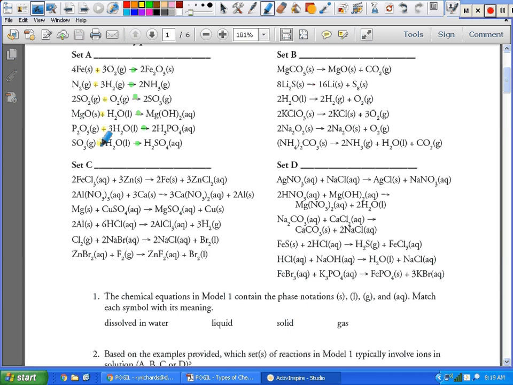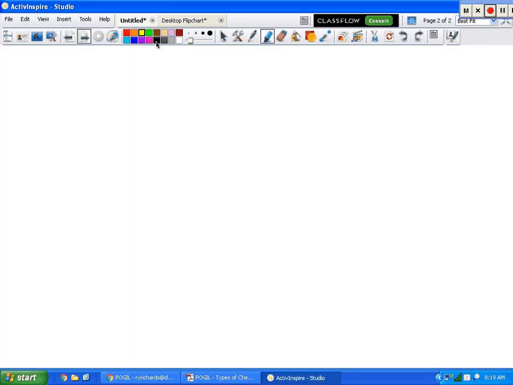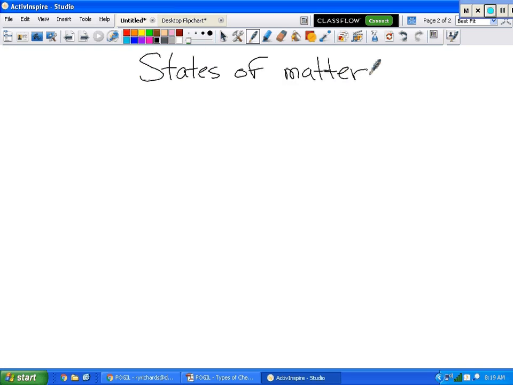What are all of those little letters inside parentheses stand for? State of matter. So this may be another little note that you want to write down. States of matter. And again, this is not something that I'm just doing at random. These are all things you're going to have to know. So I'm not wasting time. I'm actually teaching you as we're going through this. So if you see a parenthesis with an S inside of it, what does that stand for? Solid.